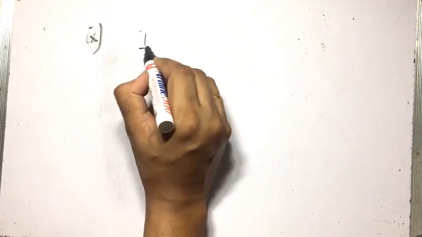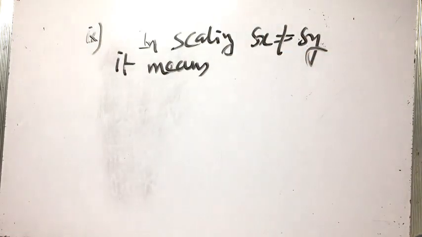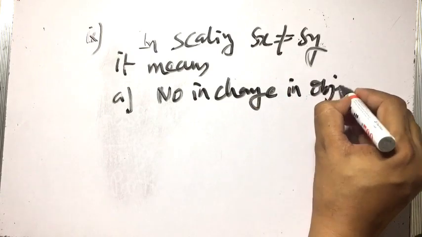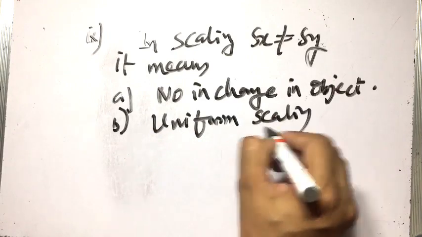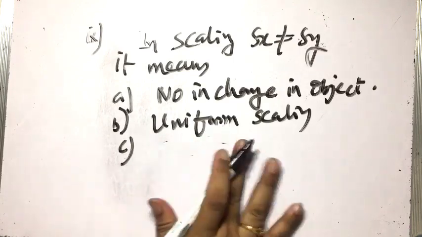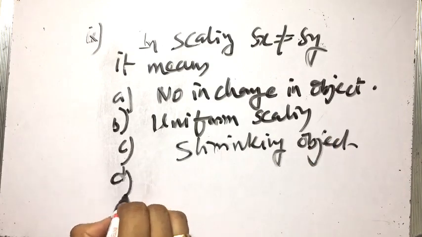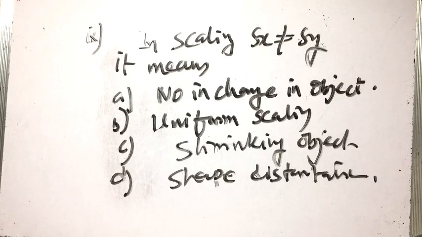Question number 9. In scaling, Sx not equal to Sy. What happens when you perform Sx not equal to Sy? Option A, no change in object. When Sx equal to Sy, then no change is possible. Option B, uniform scaling, no, it is not possible to perform uniform scaling. Option C, shrinking object, not possible. Then shape distortion is the correct answer. When you scale along the x axis by 2, suppose, and the y axis by 3, 2 not equal to 3, it will change the shape, that is, the shape will be distorted. So the right answer is D.